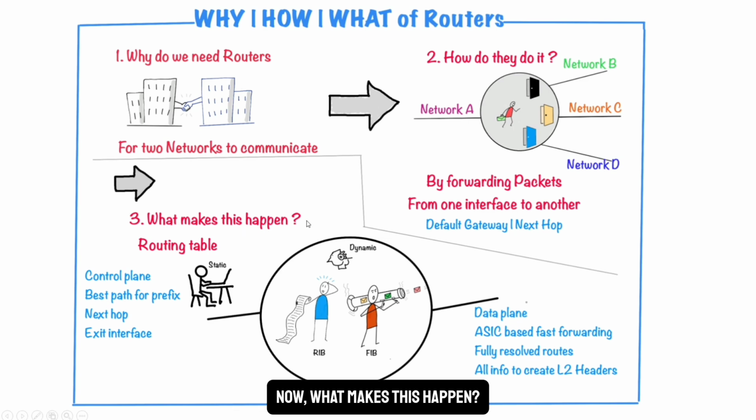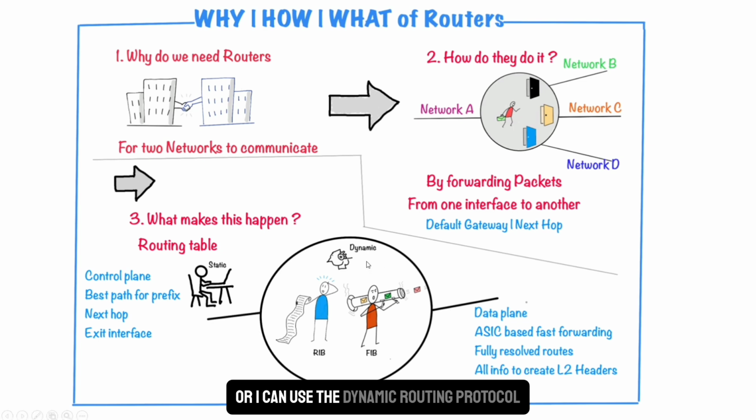Now, what makes this happen? The routing table makes that happen. A router has a control plane, which is where the routing table lives, where you have the best path for each prefix. What's the next hop? Which exit interface should I take here? Now, how can I configure it? I can do it statically, manually. Somebody sits and types it in, if you want to go here, pretty much like programming a router.